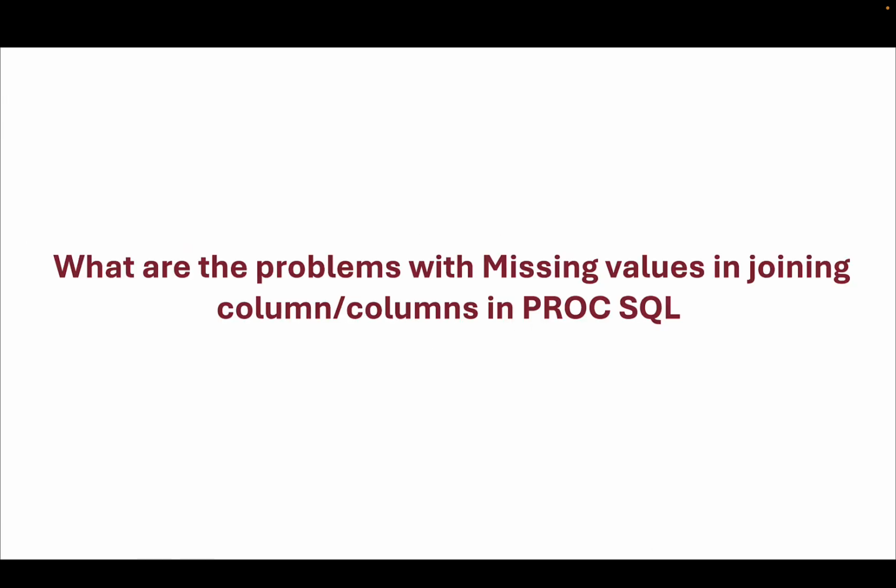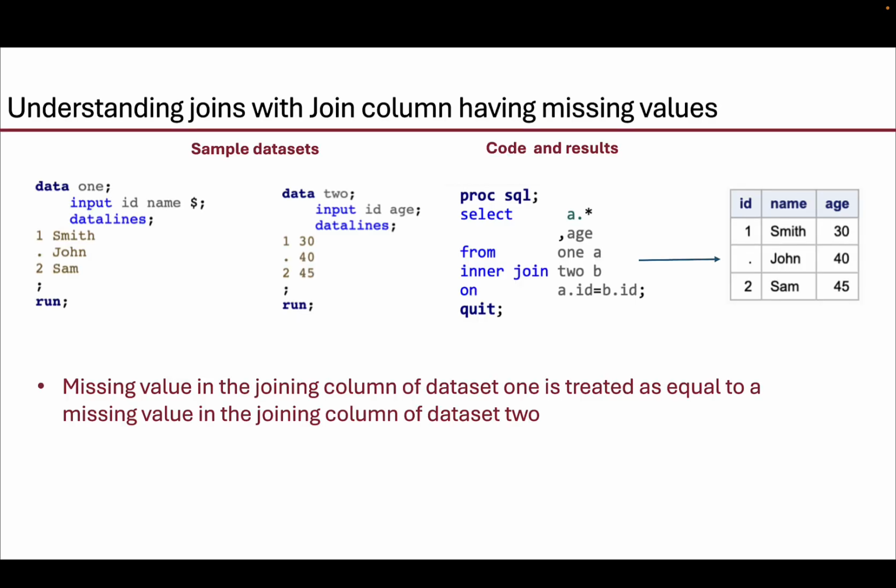Now let us discuss the first topic. What are the problems with missing values in joining column or columns in PROC SQL? Let me quickly explain how I am going to discuss this topic. First, I will introduce what happens when we have missing values in joining column or columns in PROC SQL. Then I will go into details of what problem we are going to see with this, and then a solution. Now to understand this, let us look into some sample data sets.